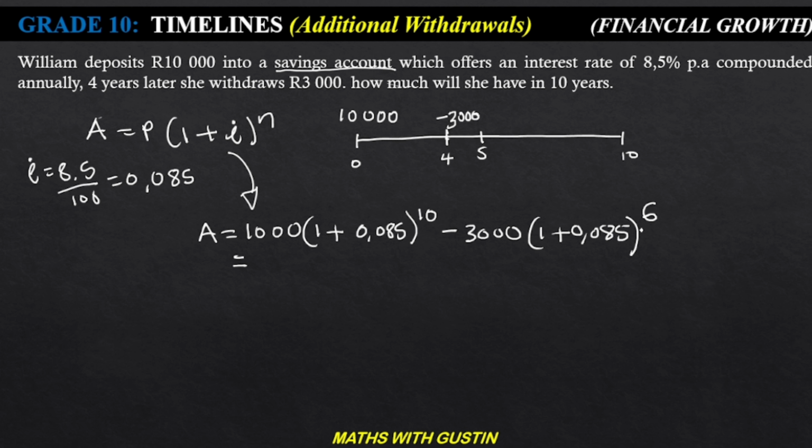So William would have how much money at the end? It's giving me 17,715, and normally it is 2 decimal places, so 17,715 and 43 cents. That's how much money William would have after 10 years.